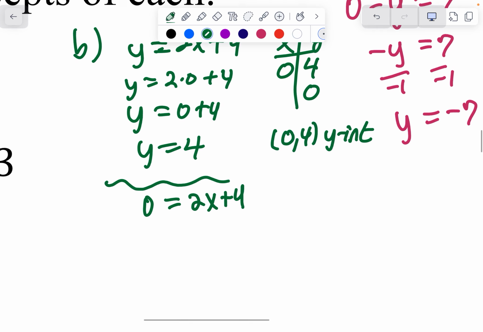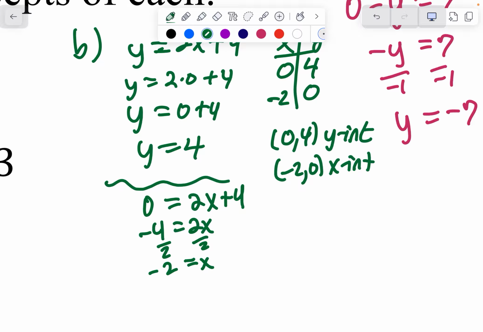Natalie, you got an idea? What could we do to get that x by itself? Yeah, so move that 4. Now, some people might move the 2x. That's great. Some people might move the 4. That's great. Doesn't matter. If we subtract 4, we're going to get negative 4 equals 2x. See how that 4 moved to the other side and changed signs? That's good. Now, how do we get rid of that coefficient that's sitting on our x? Got to divide it off. We're going to divide by 2. We get negative 2 as our x-intercept.